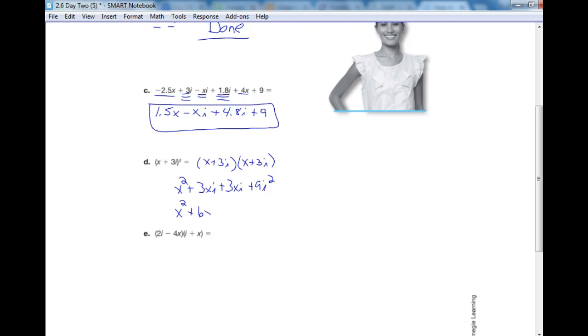plus 6xi. What are you going to call the plus 9i squared? Minus 9. Awesome. You just jump right to that. You don't have to show that times negative 1. And then you're like, oh, crumb. I don't have any more like terms. I'm done. That one's a trinomial. Okay?